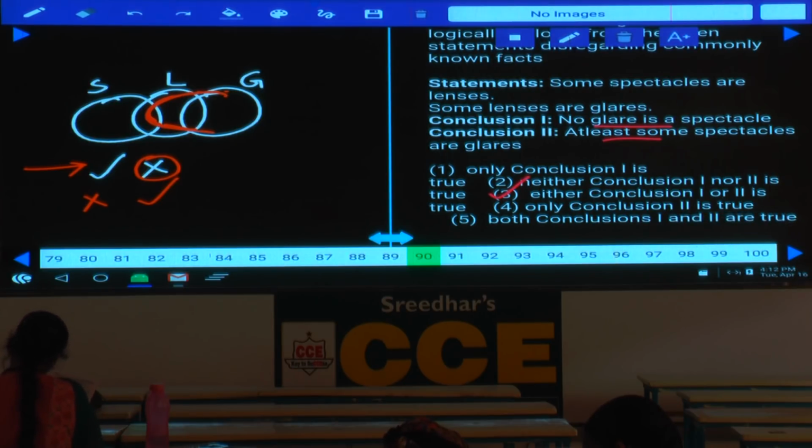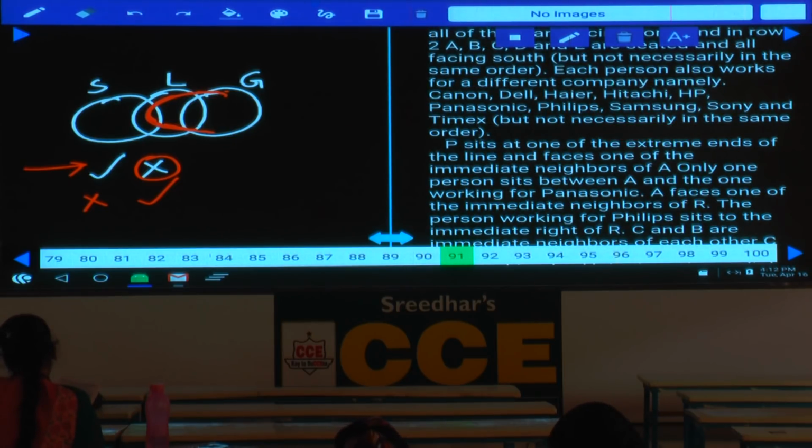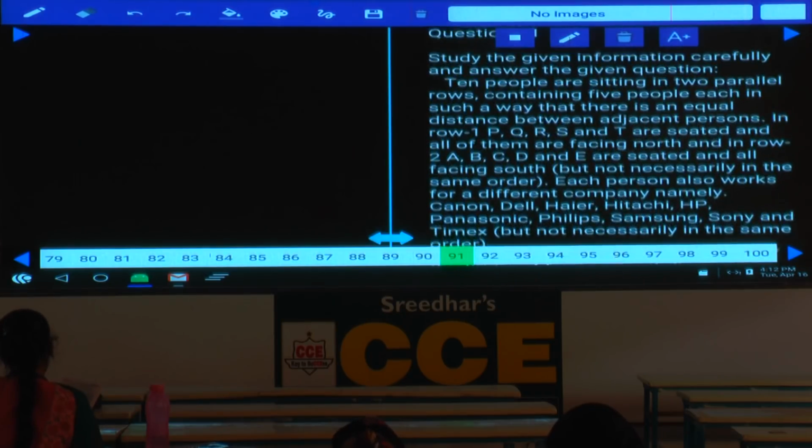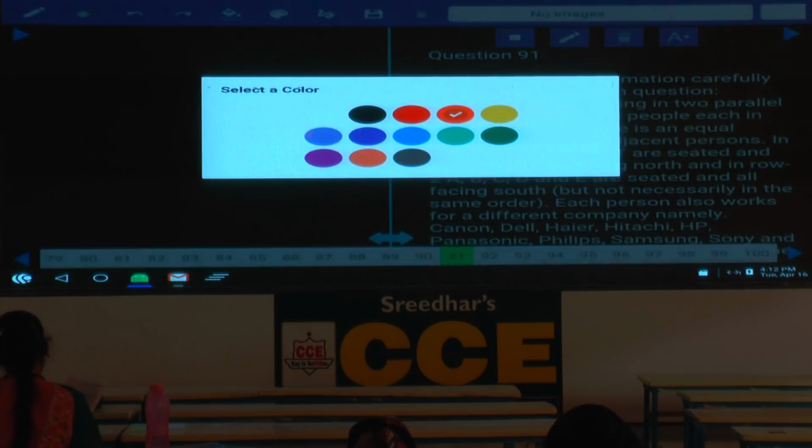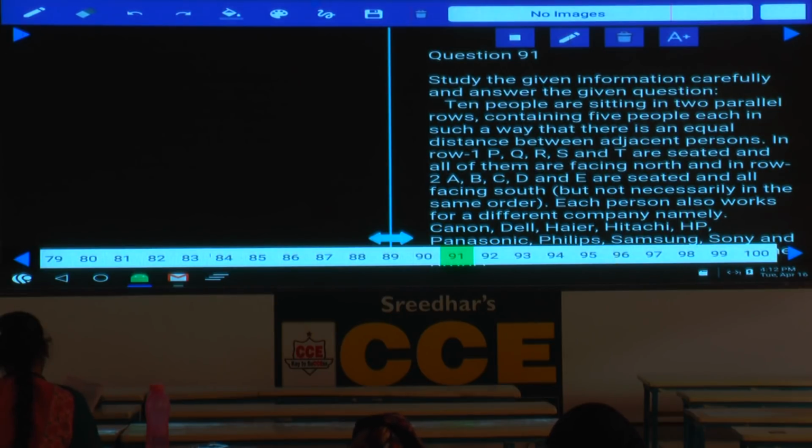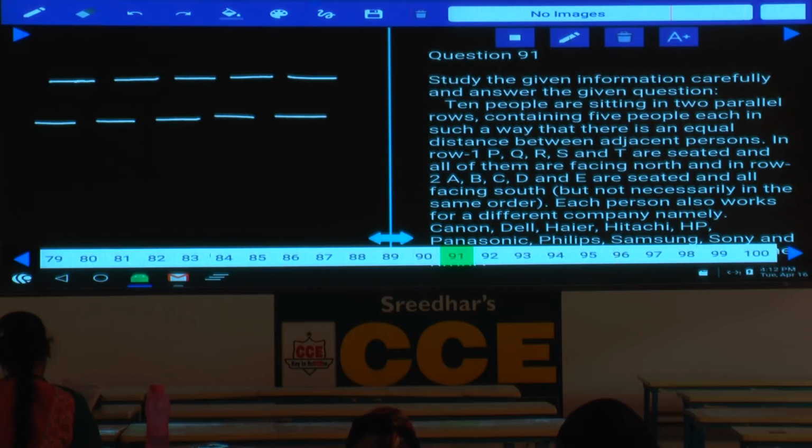Done with this? Now this is about question numbers 86 to 90. Then 91 to 95. Now in these question numbers 91 to 95, tell me what is the information here. 10 people are seated in 2 parallel rows. 1, 2, 3, 4, 5. This is one parallel row, and the next parallel row is this one. Hence 10 persons are seated in 2 parallel rows, 5 persons in each.